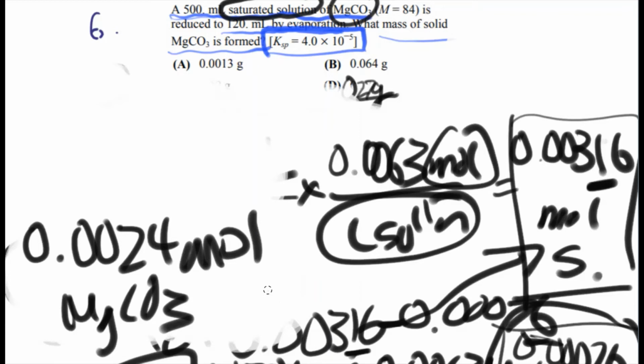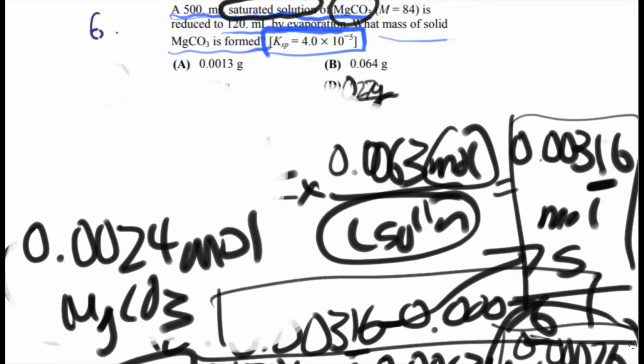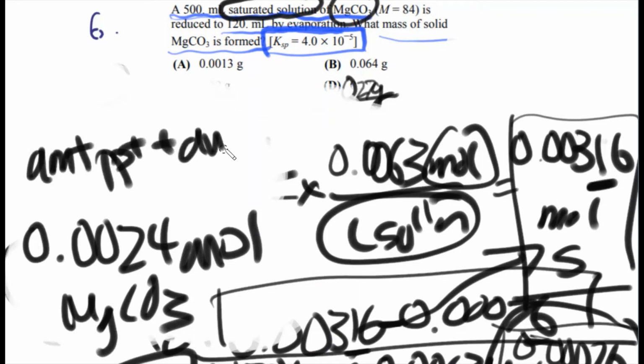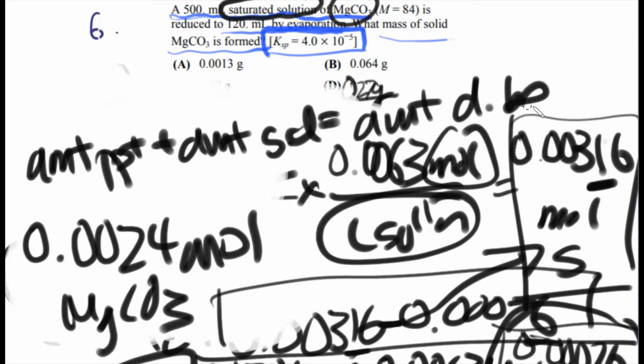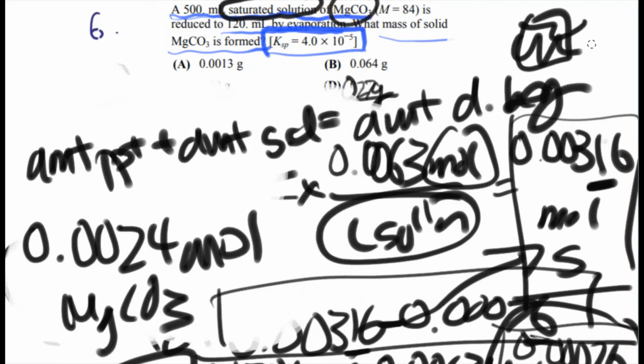Now, if you want to know why I subtracted these two numbers, think about this. The amount that precipitated plus the amount that stayed dissolved is equal to the amount that dissolved at the beginning. Because at the beginning, we had the 500 mLs and it was saturated, but afterwards, only a part of it was dissolved and the rest of it precipitated. So this is kind of like the conservation of mass.